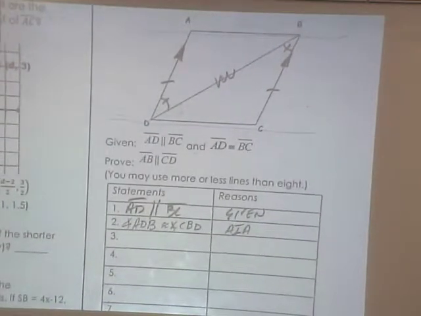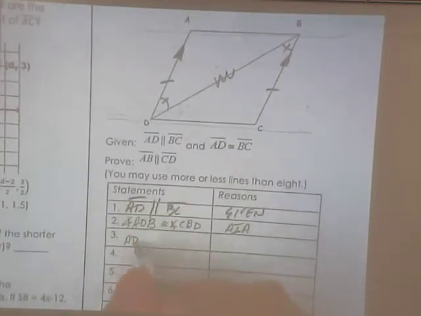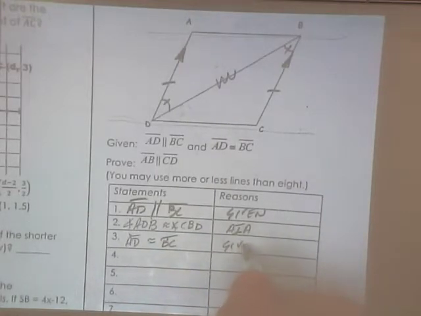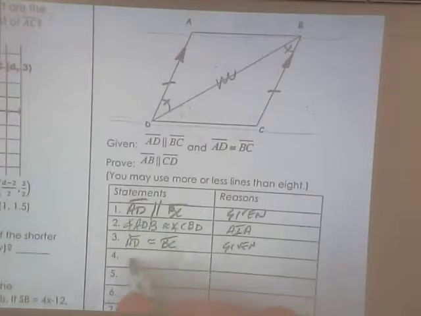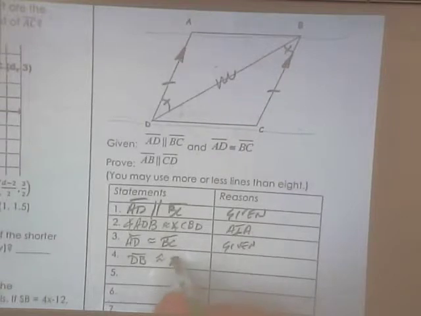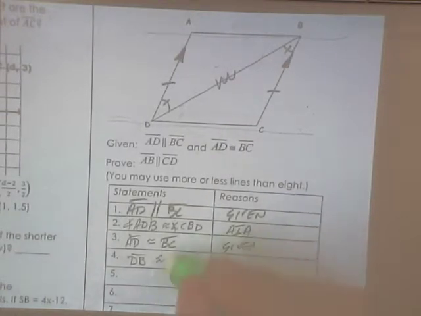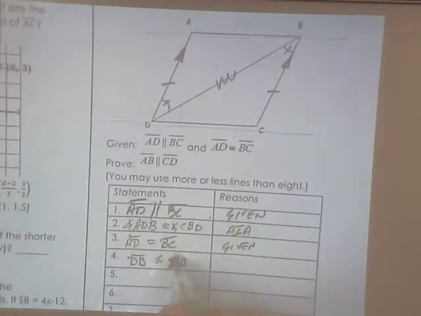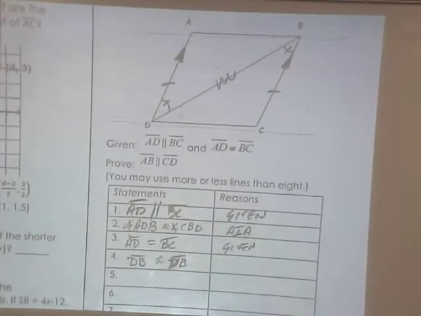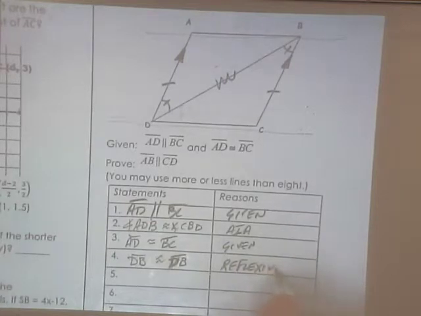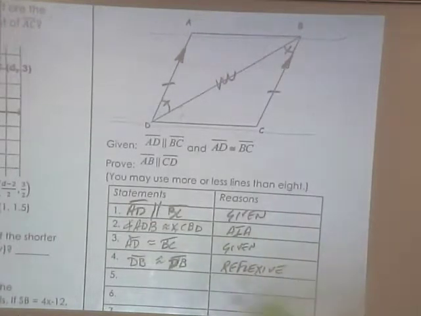And then we'll do the other given, AD is congruent to BC, given, and DB is congruent to DB. What reason can I give for DB is congruent to DB? Squiggly's not a reason. There's no squiggly on your list. It's reflexive, right? Alright, so now I've got an angle and then the two sides, so we're ready to prove the triangles.